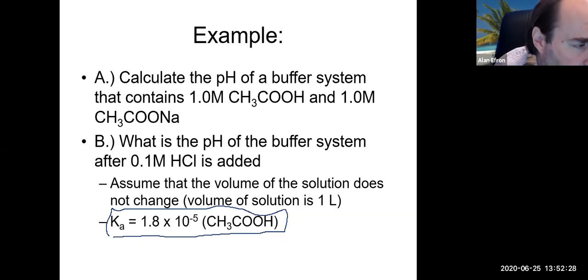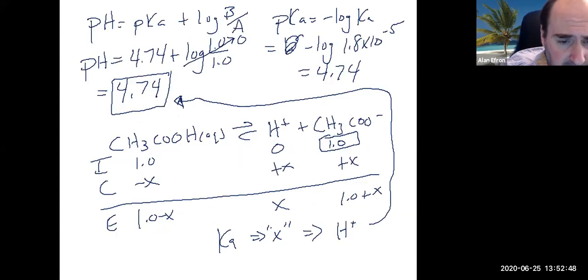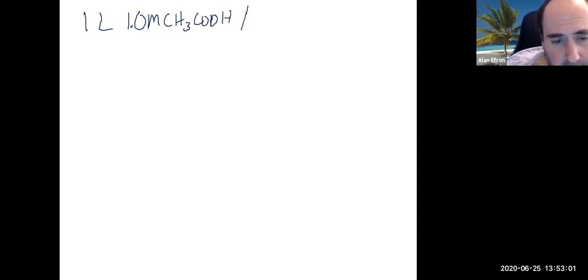In this particular problem, and not in all problems, we're going to assume that all the volumes are pretty much going to be 1 liter. So that will make the math a little bit easier. Other times it's not going to be assumed that everything will stay the same volume, so you do have to take it into account. So let's set this up here. We have our buffer. So we basically have 1 liter of our 1.0 molar acetic acid and our 1 molar sodium acetate.